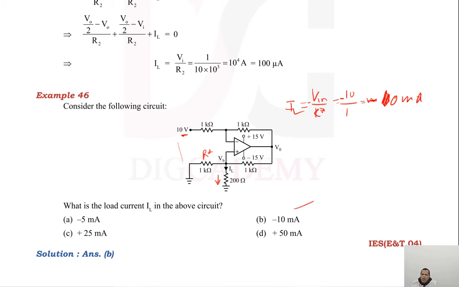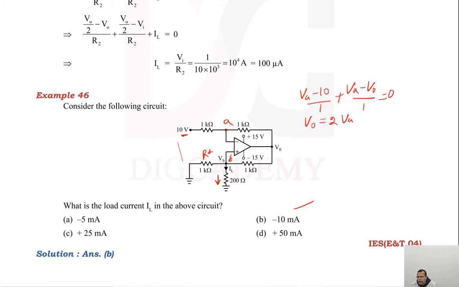But I will again say, in the GATE exam, don't remember such formulas directly, because you may get confused. Only if this and this are equal, and this and this are equal, will that formula be applied. I will stress the procedure rather than mugging up the formula. This is A, this is B. Apply KCL at this node. So we get (VA minus 10) upon 1 plus (VA minus V naught) by 1 equal to 0. So V naught will be equal to 2 VA minus 10.